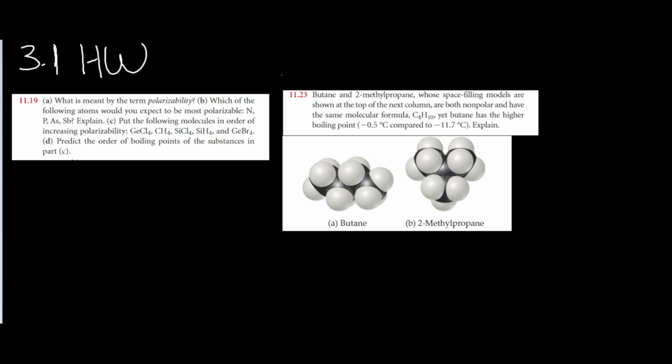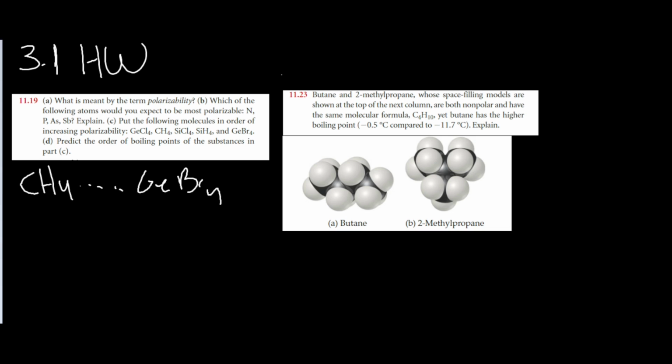And then for C, put the following molecules in order of increasing polarizability. Basically, put the following molecules in order of molecular size. So the smallest is CH4, and the greatest is germanium bromide, and you can kind of connect the dots there.